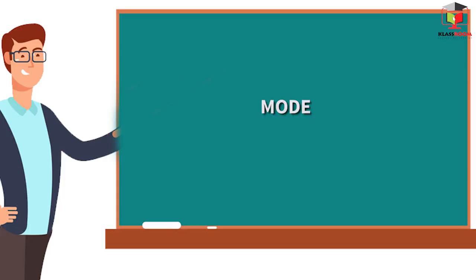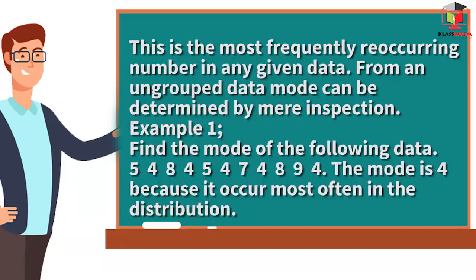Mode. The mode is the most frequently recurring number in any given data. From ungrouped data, mode can be determined by mere inspection. Example 1. Find the mode of the following data: 5, 4, 8, 4, 5, 4, 7, 4, 8, 9, 4. The mode is 4 because it occurs most often in the distribution.